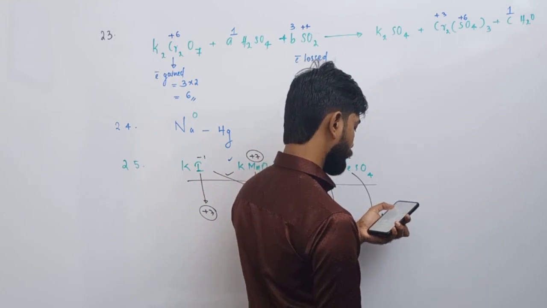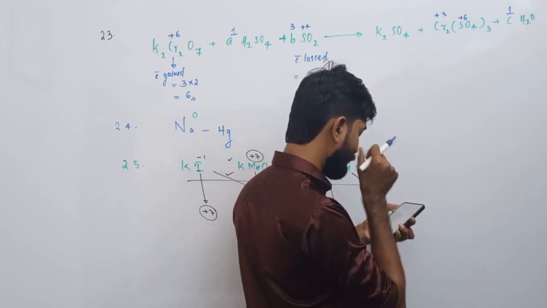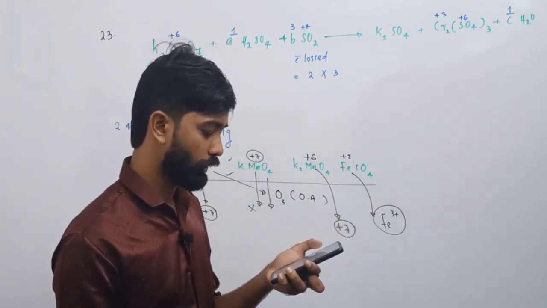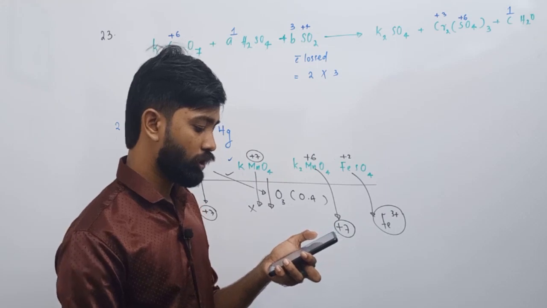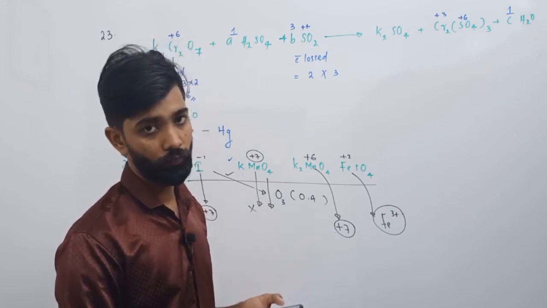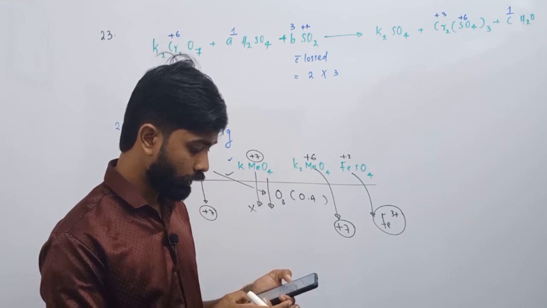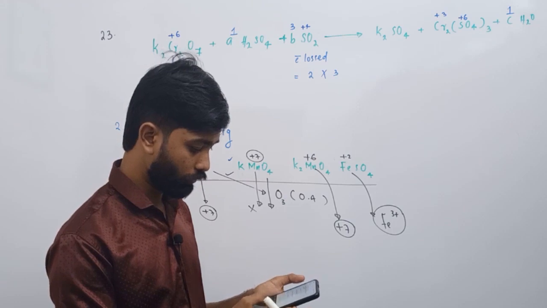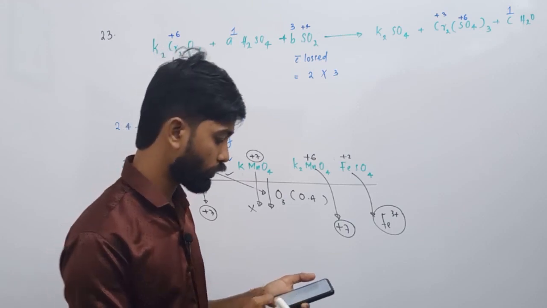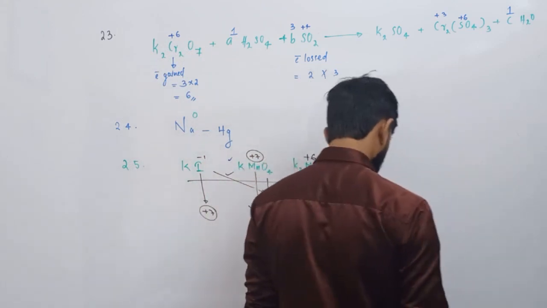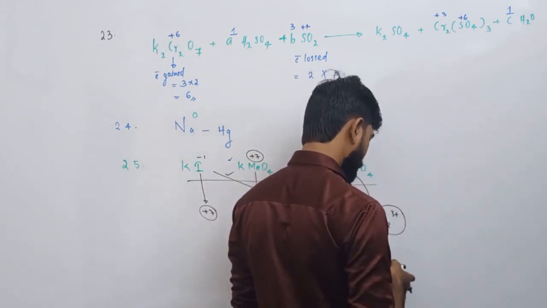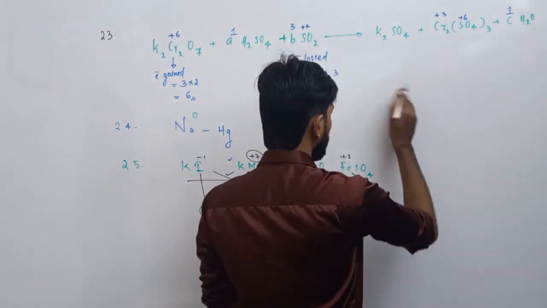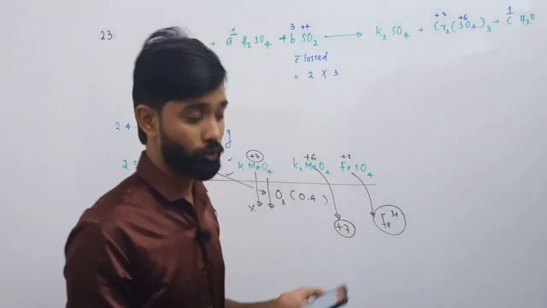In alkaline medium, KMnO4 reacts as follows. Then what is the equivalent weight of KMnO4? That is the question. So the KMnO4 in strong alkaline medium is reduced to K2MnO4.